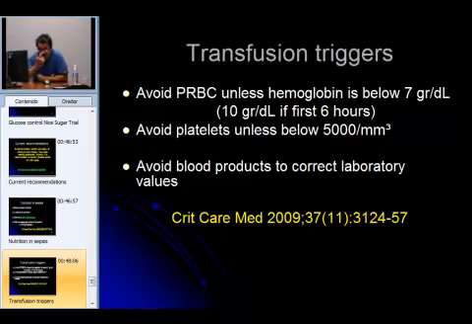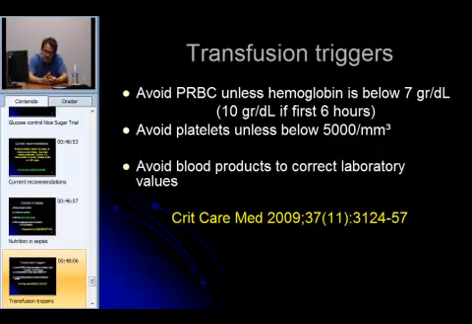Actually, the Surviving Sepsis Campaign tells you that in the setting of sepsis and not bleeding, and you're not planning a procedure, you should not give platelets unless they drop below 5,000. And if you have an INR of 3.2 and you're not bleeding, who cares? Why do you need to give them FFP? Because you might end up with transfusion-related acute lung injury or immune modulation from the blood product.